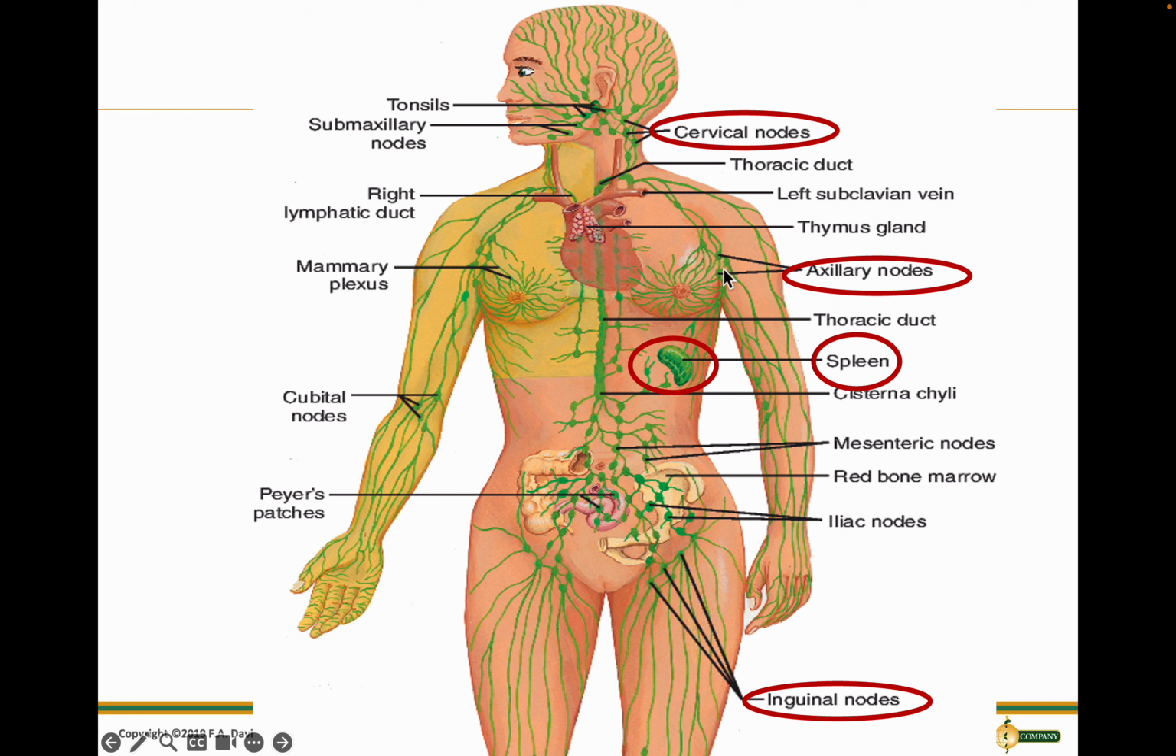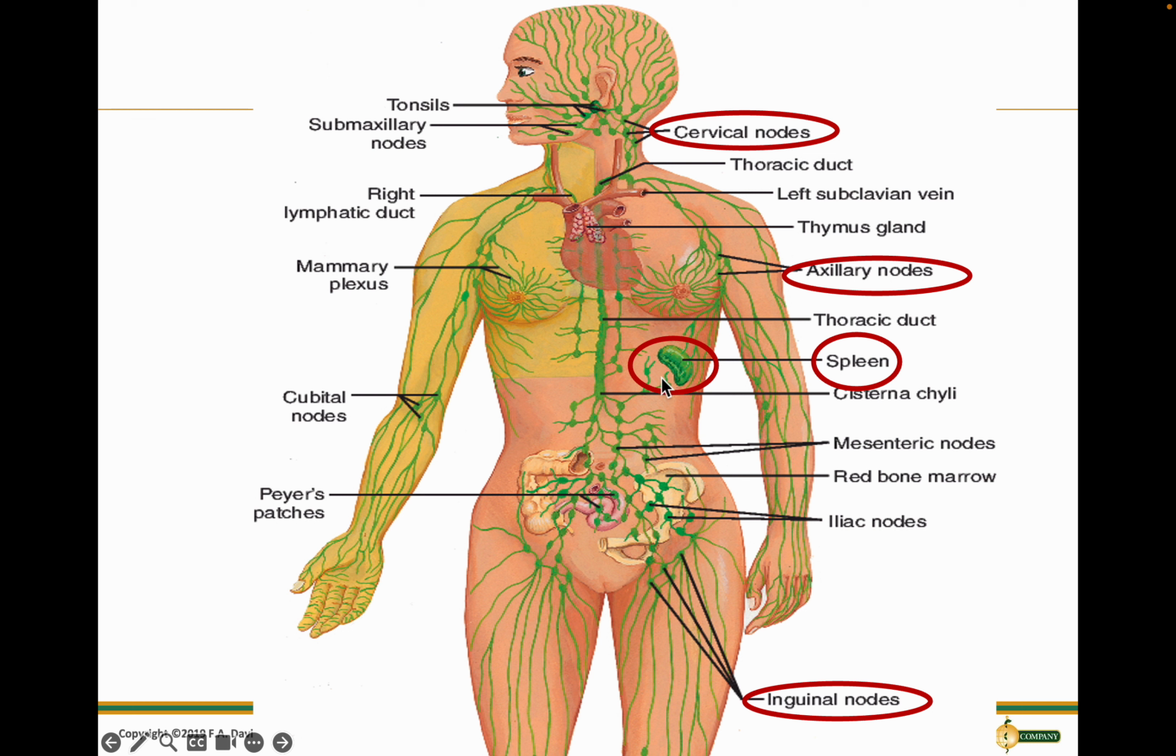This is just showing one side. This would be this person's left axillary nodes, but just know the axillary nodes. And then at the bottom here, I highlighted the inguinal nodes, which are in the crotch or groin area.